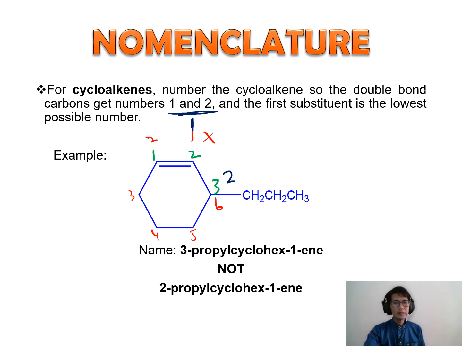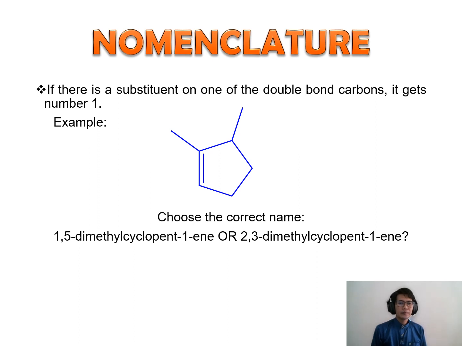Alright. Next. If there is a substituent on one of the double bond carbons, it gets the number 1. We already know we must pass through the double bond, so here we are confused. Do we start 1, 2, 3, or 1, 2, 3, 4, 5? Which one is it? Is it 2,3-dimethylcyclopent-1-ene or 1,5-dimethylcyclopent-1-ene? The green or the blue, which numbering is correct?